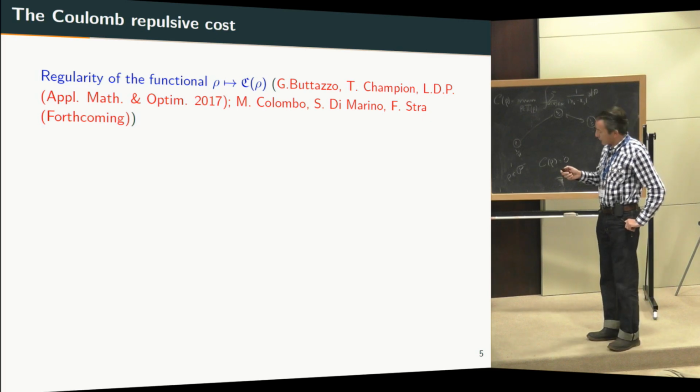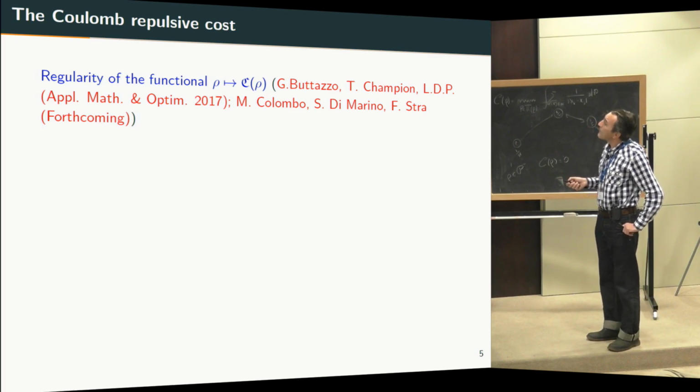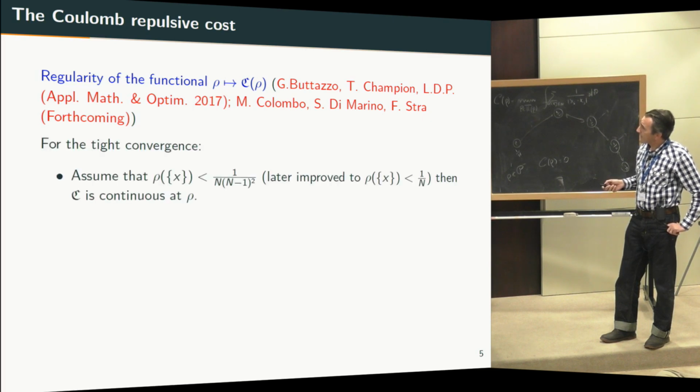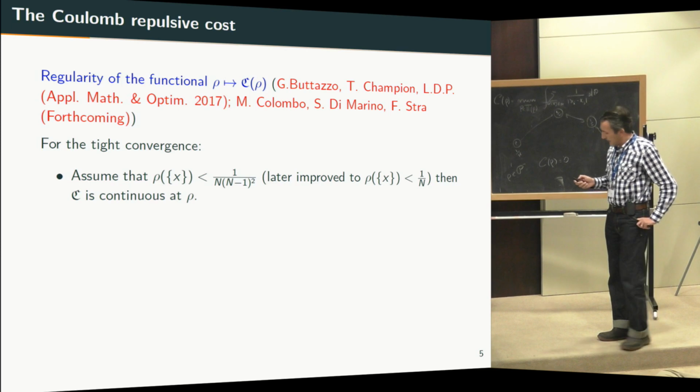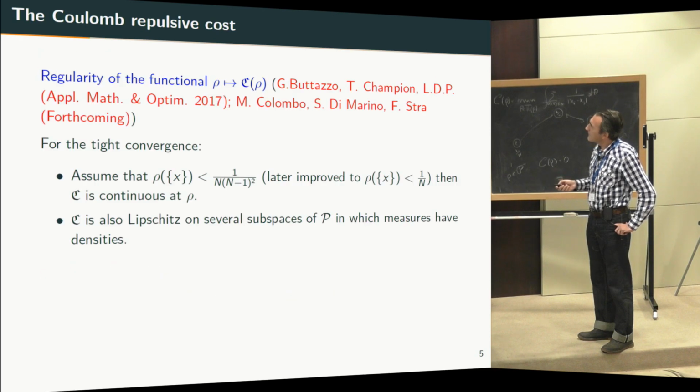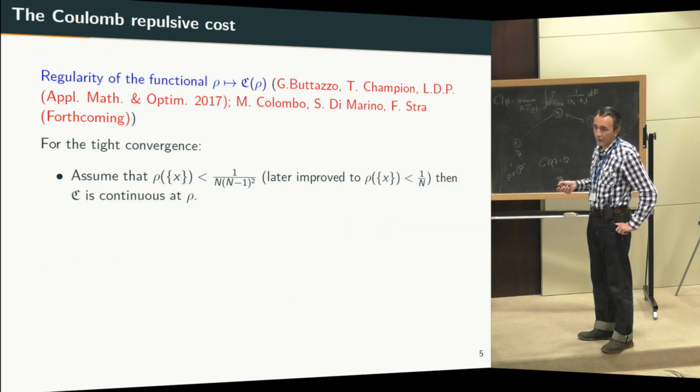The regularity of the functional which to rho associates C of rho has been a topic of a joint paper with Giuseppe and Thierry, which appeared last year, and the same results had an improvement in the paper I quoted a few minutes ago by Maria, Simone, and Federico, in the following sense. If you think about tight convergence, assume that the atoms of rho are small, in the sense of the constant for me, Giuseppe, and Thierry. This has been improved by Maria, Simone, and Federico to 1 over n, and this is sharp. Then C is continuous at rho.